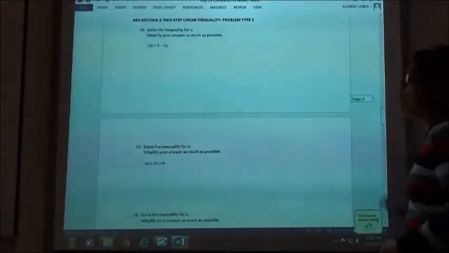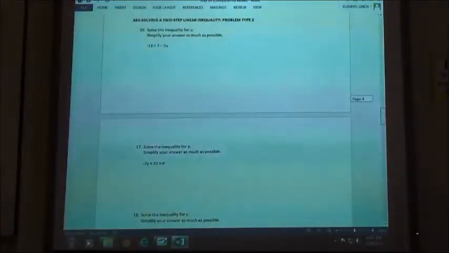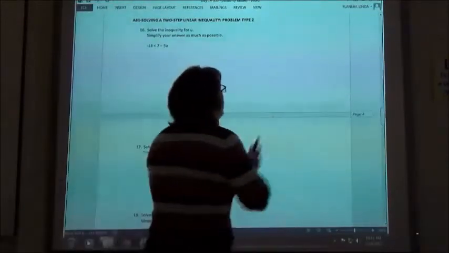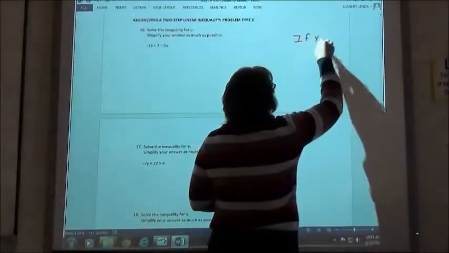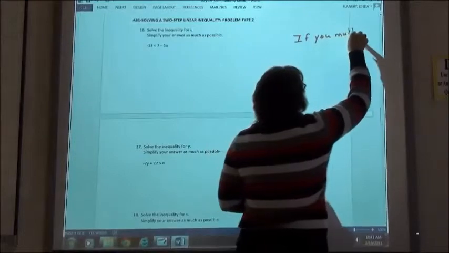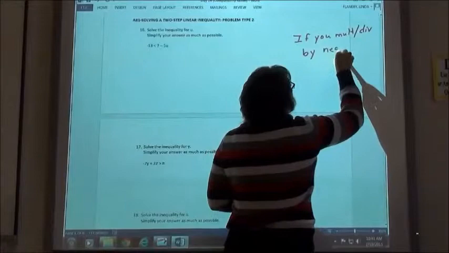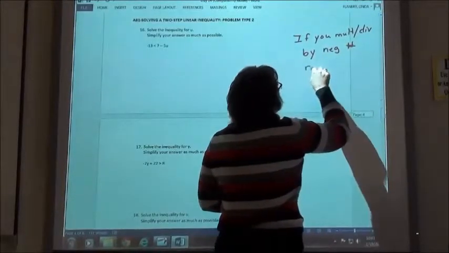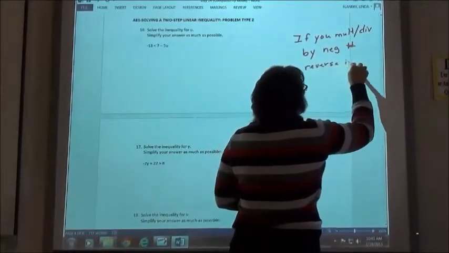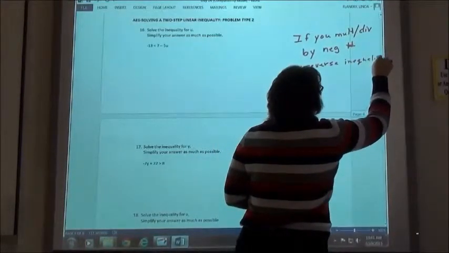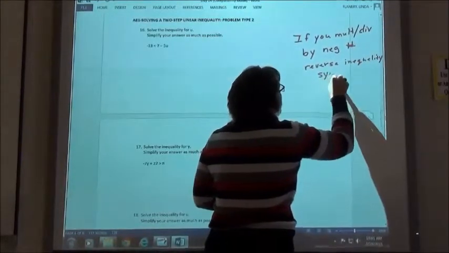The next ones, we are solving an inequality. When you solve something with a greater than or less than, we do it just like we do with an equals, except if you end up multiplying or dividing by a negative, you've got to reverse your inequality symbol. So if you multiply or divide by a negative, reverse the inequality symbol.